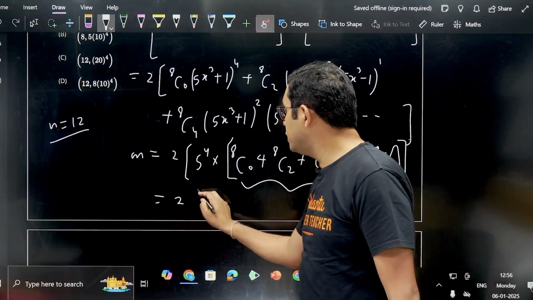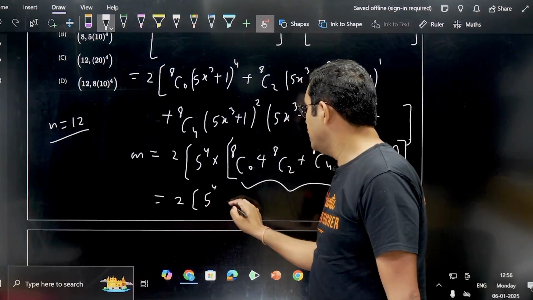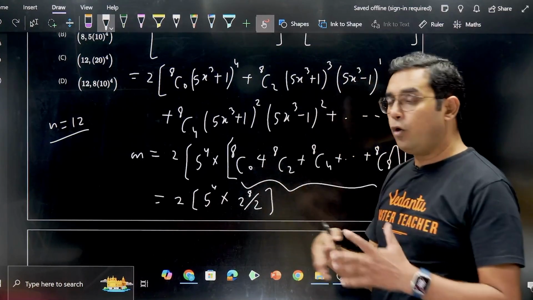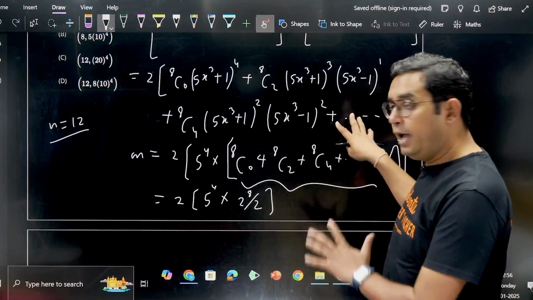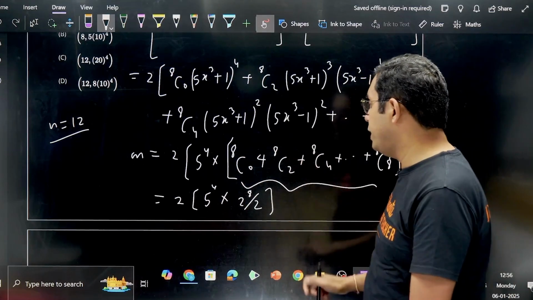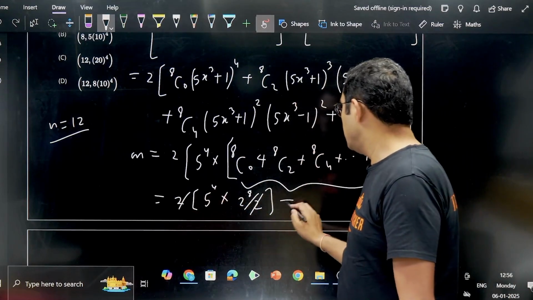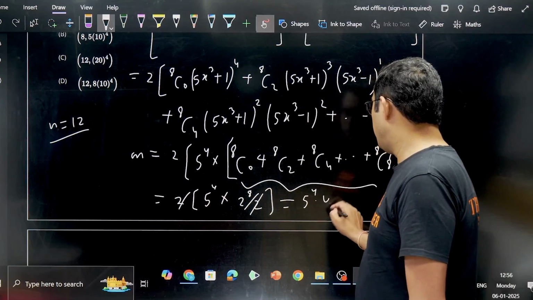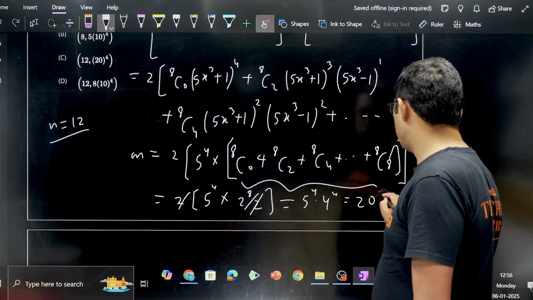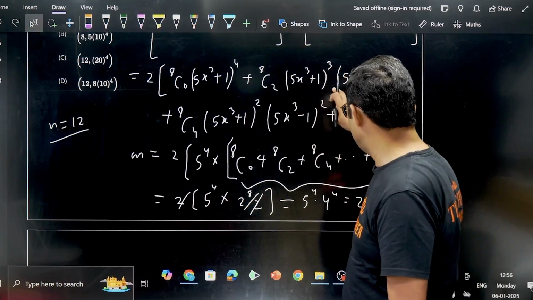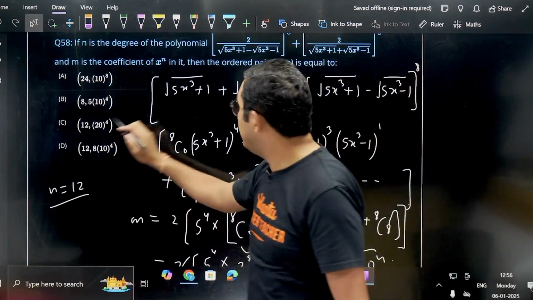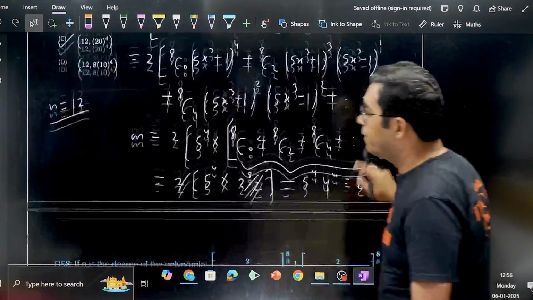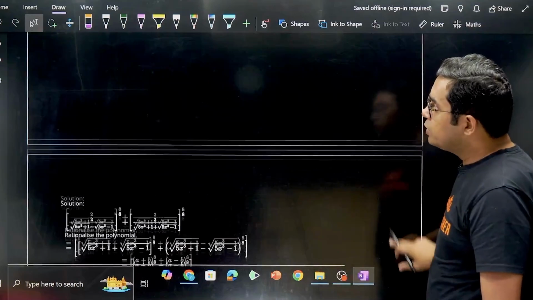This will be 2 into 5 power 4 into 2 power 8 by 2. So the sum of all binomial coefficients will be 2 power 8, and it is just half of 2 power 8, so this 2 gets cancelled. So we can write it as 5 power 4 into 4 power 4, that is 20 power 4. So the answer for this question should be 12 and 20 power 4. So this C is the answer for this question. Okay. Coming to next question.